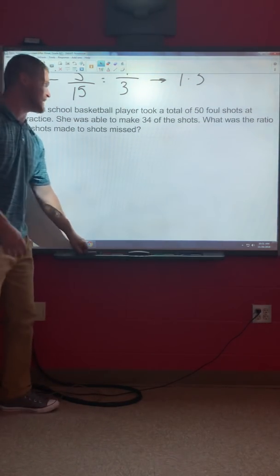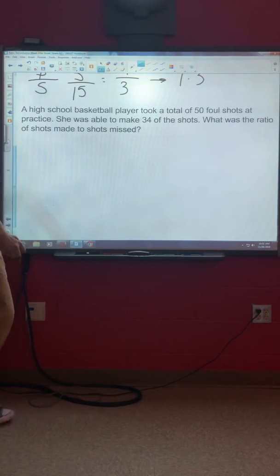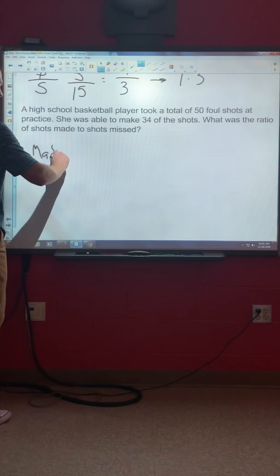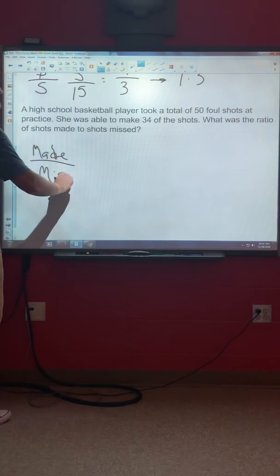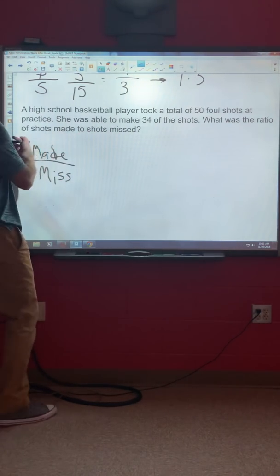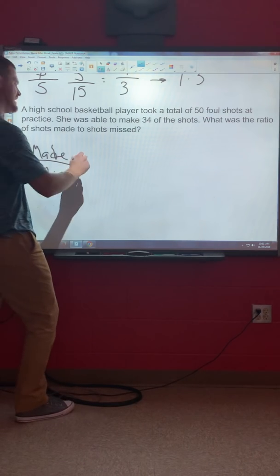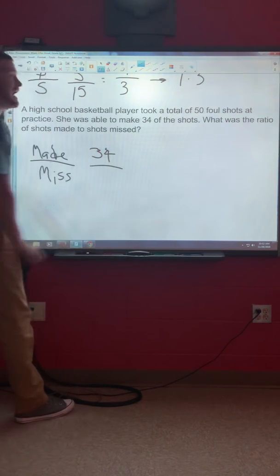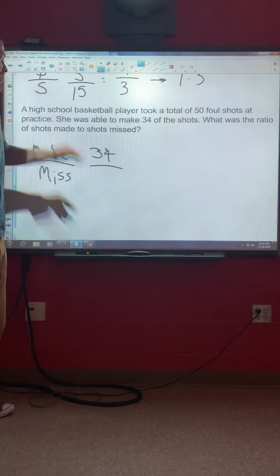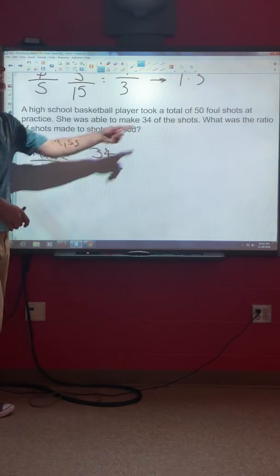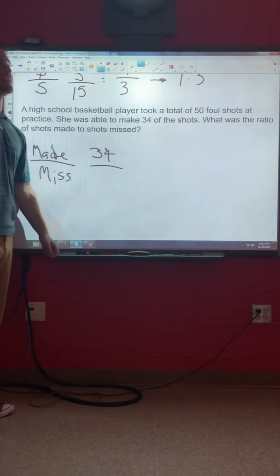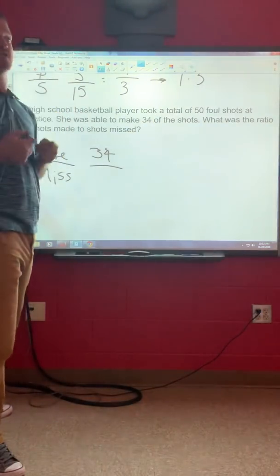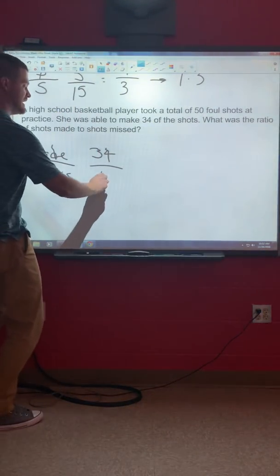Last but not least, look what we're comparing. It's going to be the ratio of shots made to shots missed. So the ticket wouldn't be M over N because that's just confusing. So I'd say made over missed. She made 34 out of 50, but it's not 34 over 50, it's made to missed. So out of those 50, if they made 34, how many did she miss? You do 50 minus 34, and you get 16.